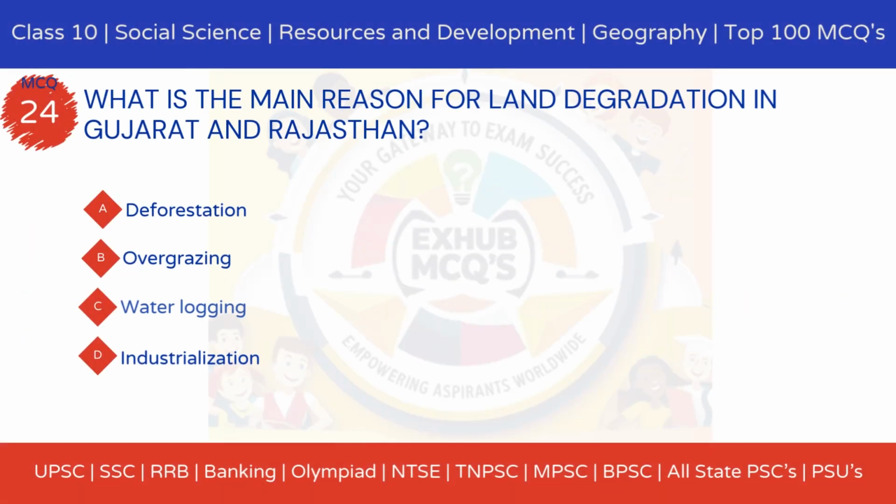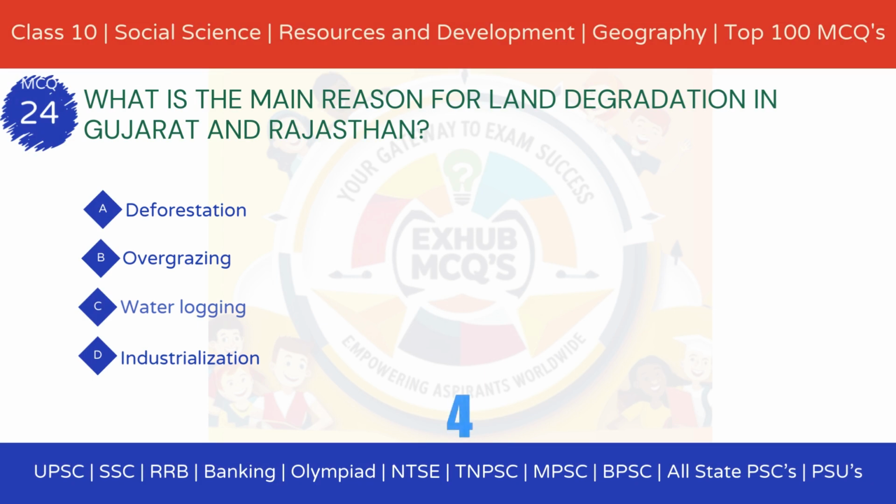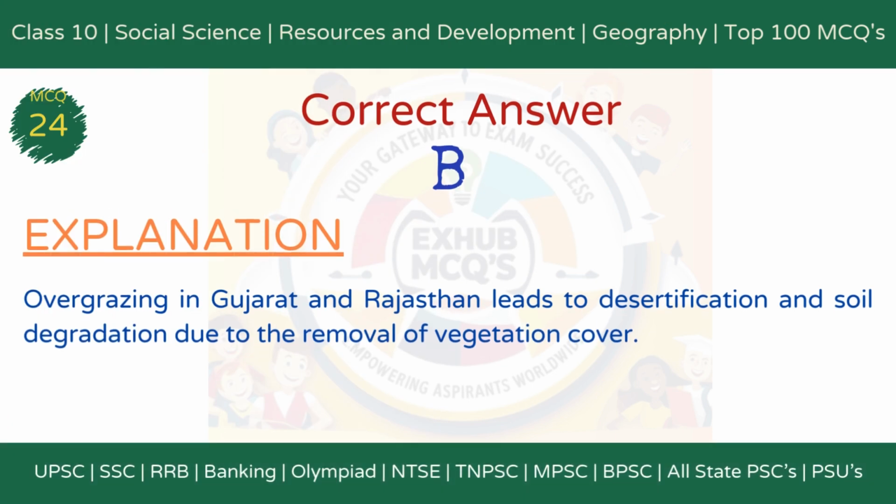MCQ 24. What is the main reason for land degradation in Gujarat and Rajasthan? Option A, deforestation. Option B, overgrazing. Option C, waterlogging. Option D, industrialization. The correct answer is option B, overgrazing. Explanation. Overgrazing in Gujarat and Rajasthan leads to desertification and soil degradation due to the removal of vegetation cover.